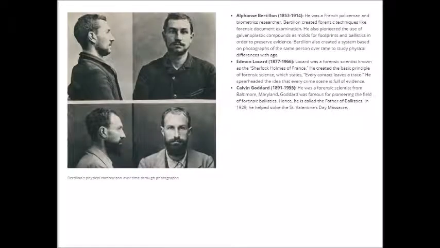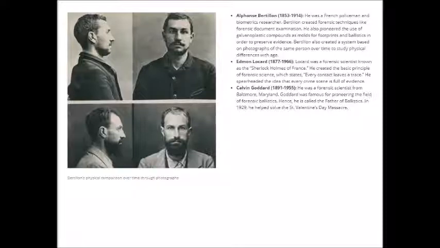Another person in the late 1800s was Alphonse Bertillon. That's not him, that's just showing physical comparisons there. But he was a French policeman, and he studied biometrics. Now biometrics is the study of the measurements of the body, okay? And so he was able to do forensic examination. Bertillon was the first guy to forensically examine documents like forgeries and signatures or things like that. He also used what they call galvanoplastic compounds, what's really just kind of like plaster of Paris, to pour into footprints and ballistics in order to preserve evidence.